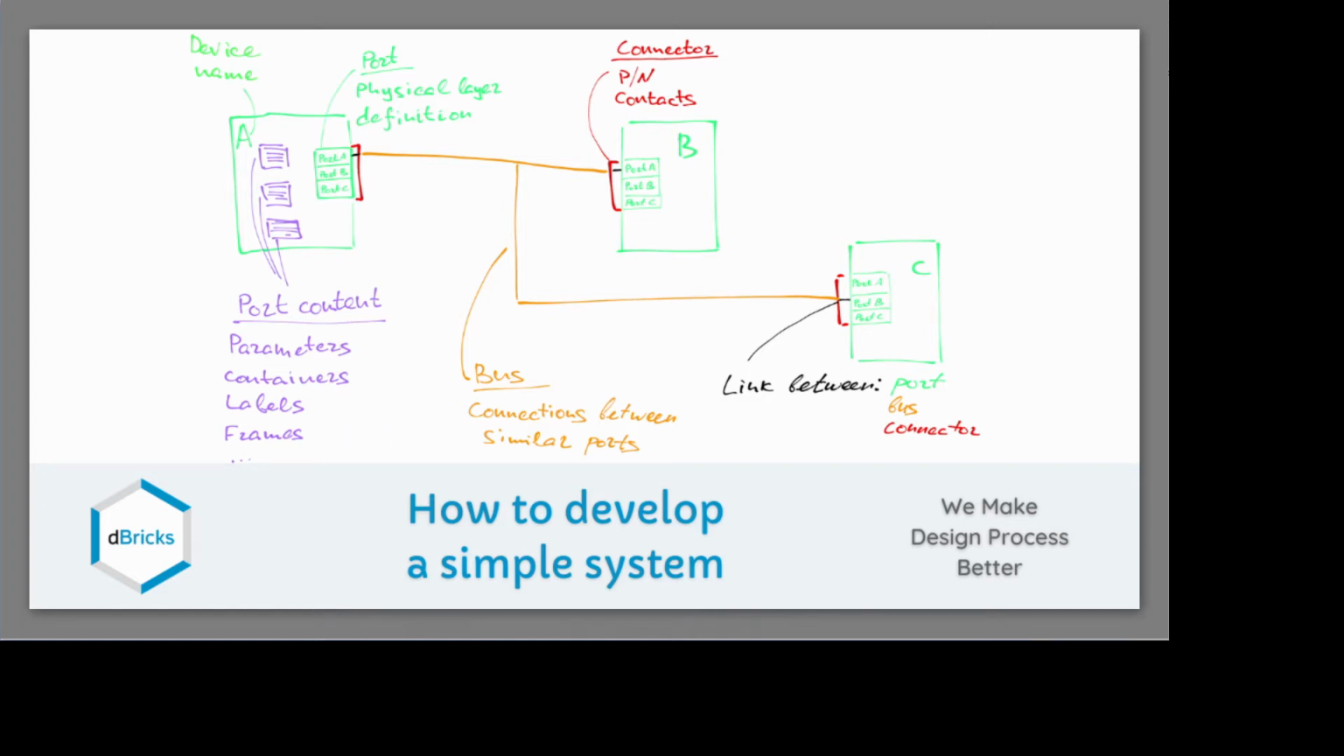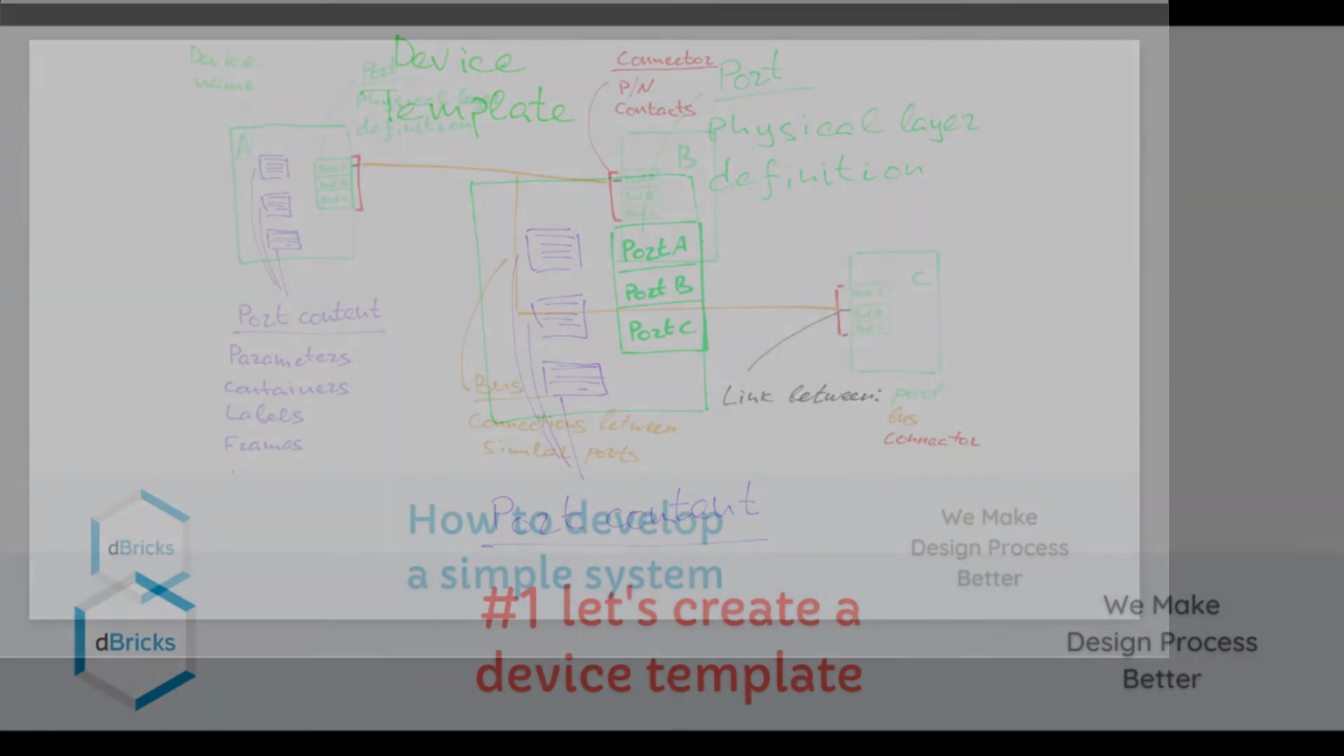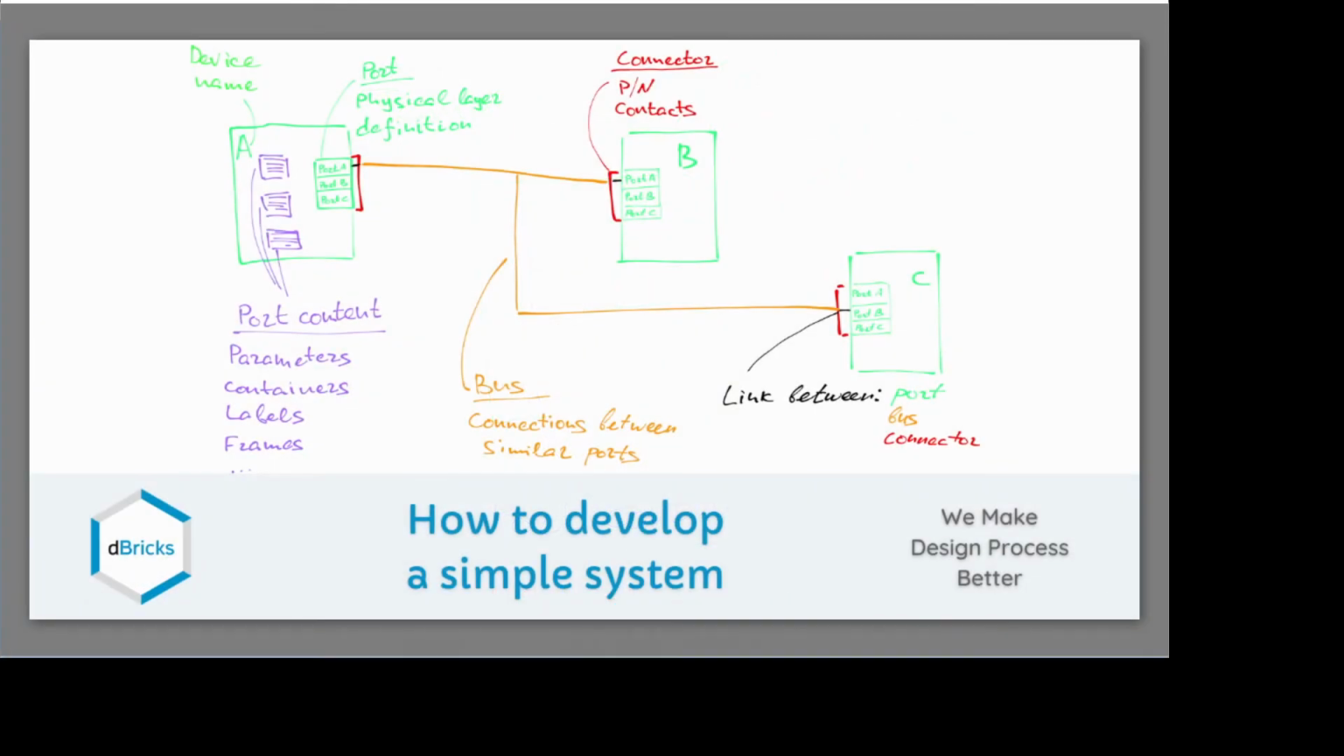I'm a lazy engineer, and that's why I don't want to define every device on its own. I assume these three devices are of the same type, and so the first thing that I want to do is to define a template device. It contains all the general information which is repeatedly existent for our project devices. Let's enter dBricks and see how to do that.